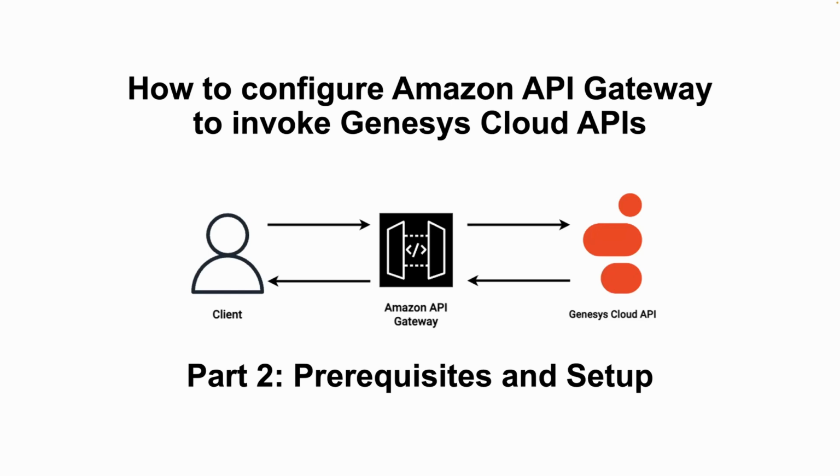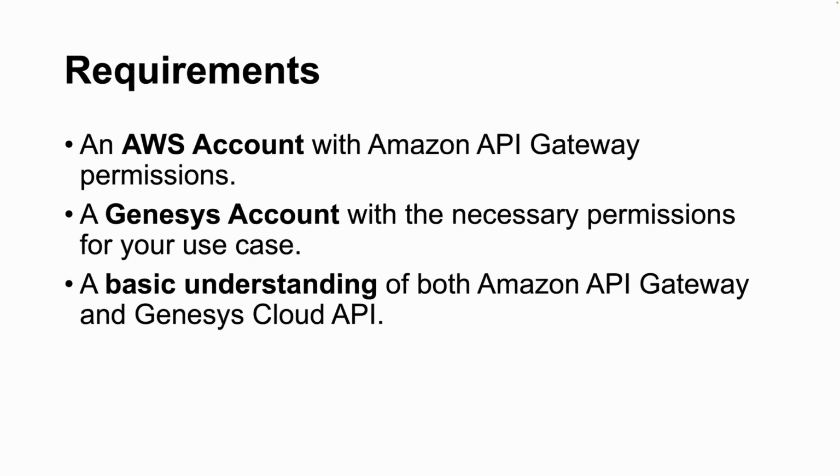So before we can go through the process on how to do it, please ensure you have everything that you'll need to invoke the Genesys Cloud API using the Amazon API gateway. And at the minimum, you'll just need three things. The first one is an AWS account with Amazon API Gateway permissions. The second one is a Genesys account with the necessary permissions for your use case. And the last one is just a basic understanding of both Amazon API Gateway and Genesys Cloud API.